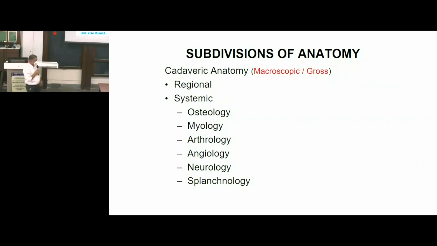So, systemic anatomy: the study of bones is osteology. All these words are Greek. Logos is study. Osteo refers to bone. So, study of bones is osteology. Study of muscles is myology. Study of joints is arthrology. Study of vessels is angiology. Study of nerves is neurology. And study of organs is splanchnology. Splanchnos is organs.